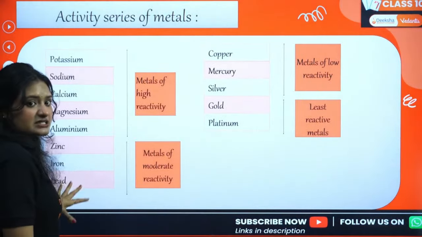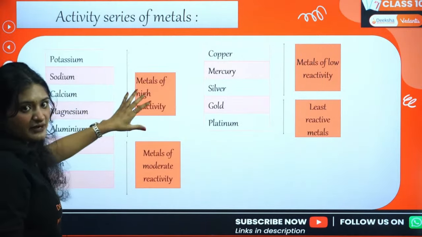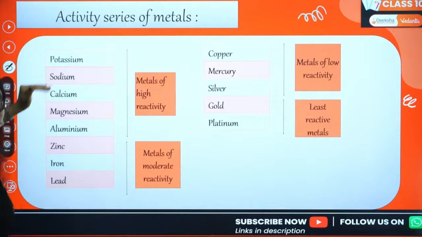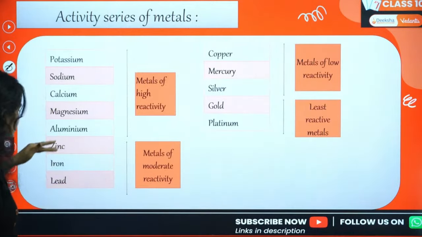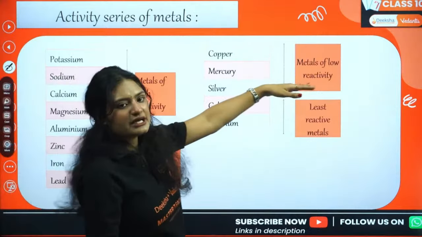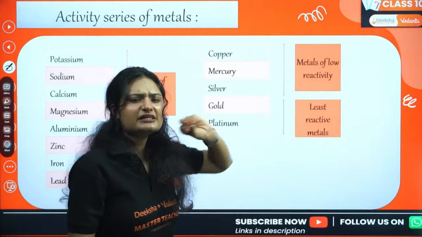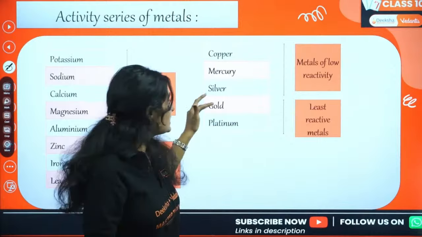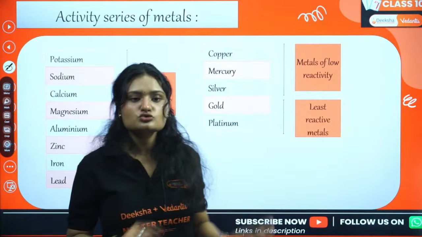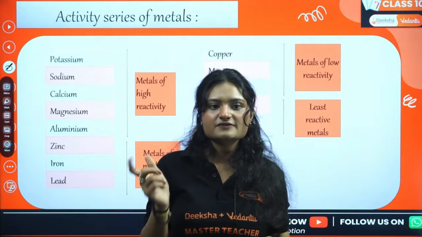Activity series, again this is the same as the reactivity series. According to this series, these are the metals of high reactivity: potassium, sodium, calcium, magnesium, aluminum, right? Metals of moderate reactivity are zinc, iron, lead. Metals of low reactivity: copper, mercury, silver. And metals of no reactivity, like gold, are not reactive at all. They do not react with any compound that is present there, they will exist in their native state. Clear?